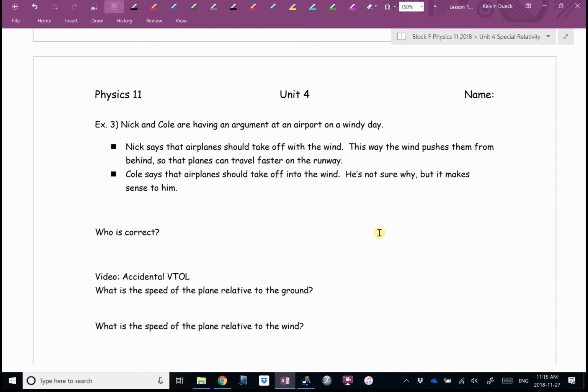Is that a suggestion? Into the wind? Why? It generates more lift over the wings. Why? If the wind is going faster into the wing.